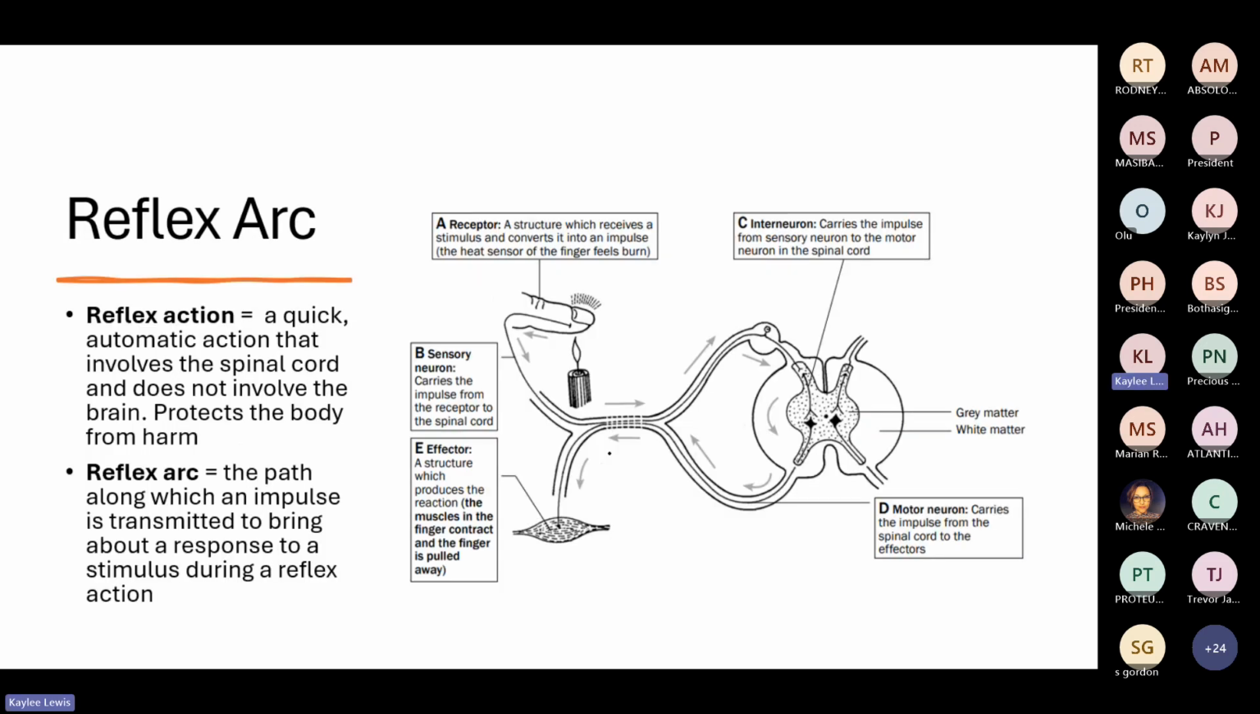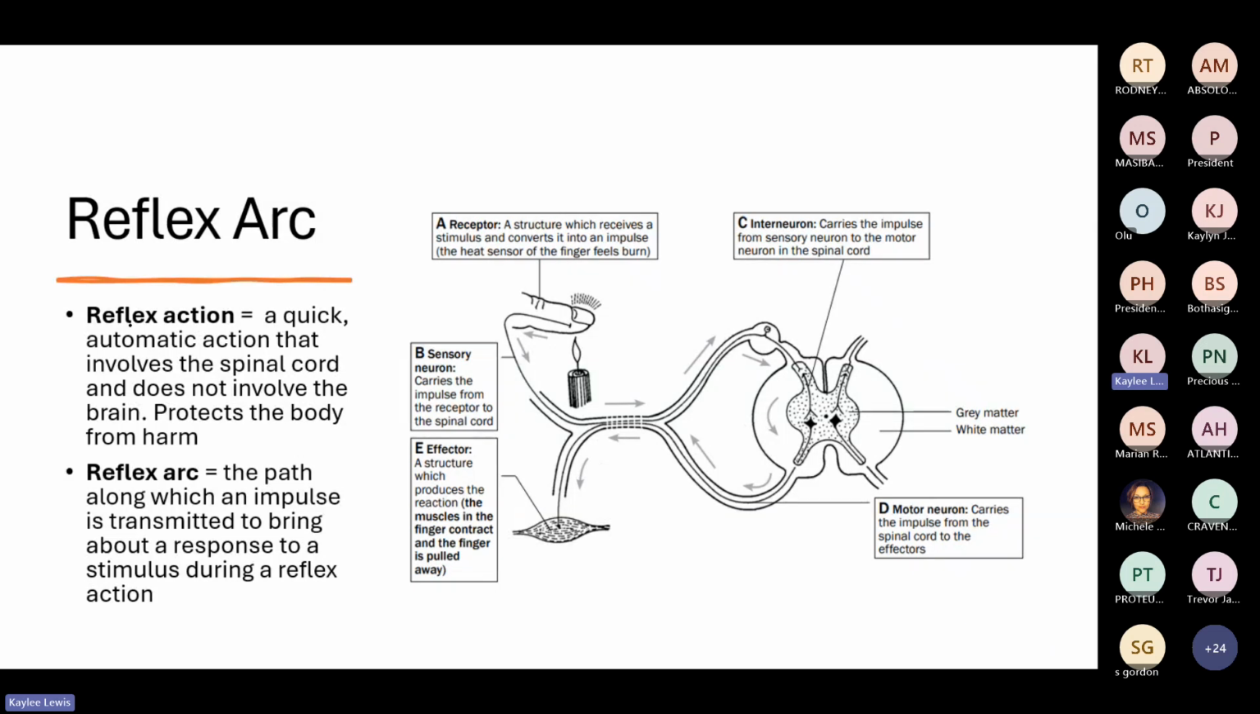So if we quickly look at a reflex arc. Again, this picture is taken from Mind the Gap, and it's also a good summary of the reflex arc. I really encourage you to just find this on the internet if you don't have it already, and just learn this. So two definitions you do need to know are reflex action and reflex arc.